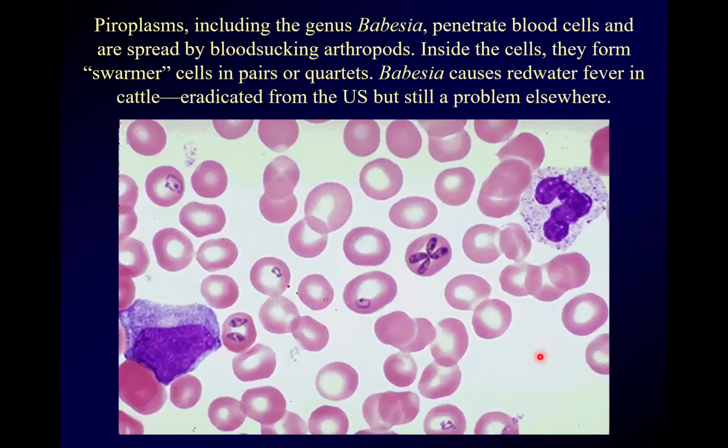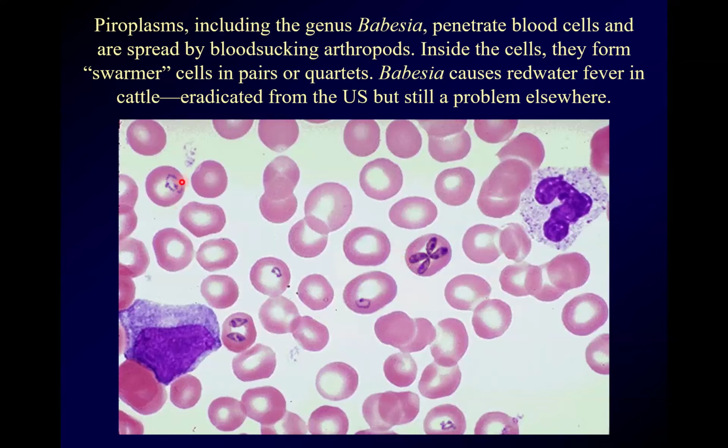A group called the pyroplasms include something called babesia. That's cow blood, and pyroplasms, instead of being gut parasites, are blood parasites. They're spread by blood-sucking arthropods. Specifically, they're spread by ticks. So if an infected tick bites a cow or a rodent or occasionally a person, the bite injects a stage of babesia that penetrates into blood cells.